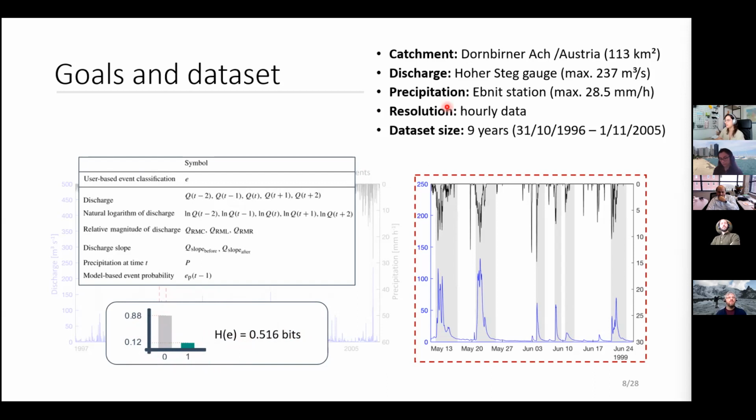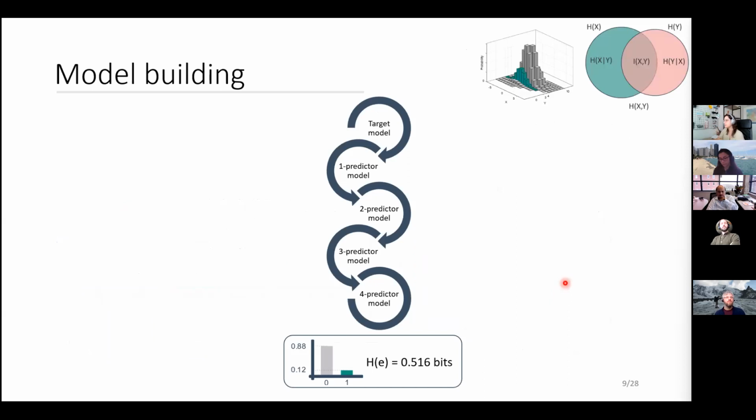For the predictors beyond the precipitation and discharge, we have also tried to extract key features of the discharge by calculating, for example, the slope of the discharge curve or the logarithm of the discharge. We have also tried to vary the time step we are looking at. With the predictors and the uncertainty reference in hand, the method is built. The method is basically to build models by conditioning our event non-event distribution to the predictors and check how much uncertainty they can reduce.